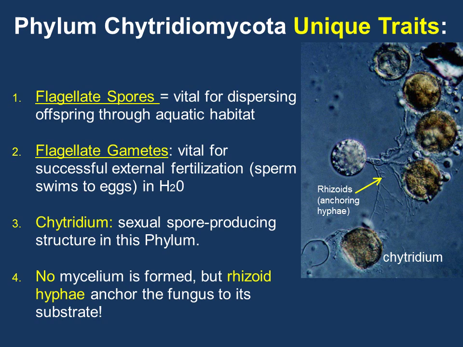They have what's called a chytridium. It's a sexual spore-producing structure only seen in this phylum. And then we have no mycelium that's formed, but rhizoid hyphae anchor the fungus to its substrate. In the right-hand picture we can see the chytridium, and we can see those rhizoids, those anchoring hyphae that keep them all together.